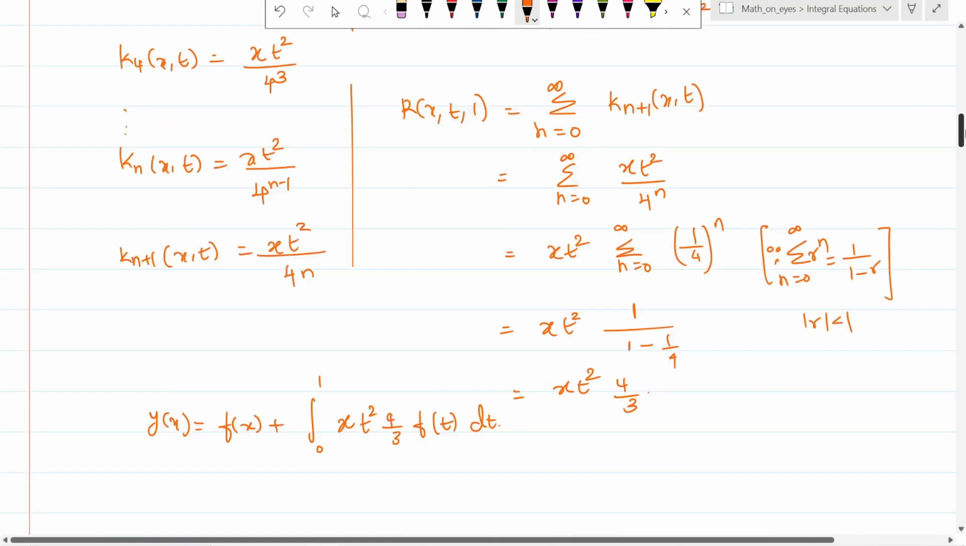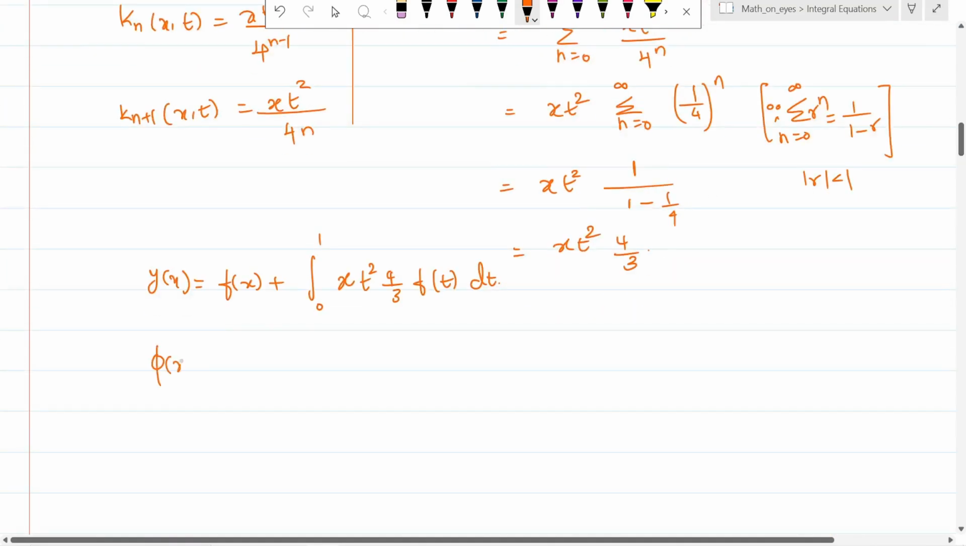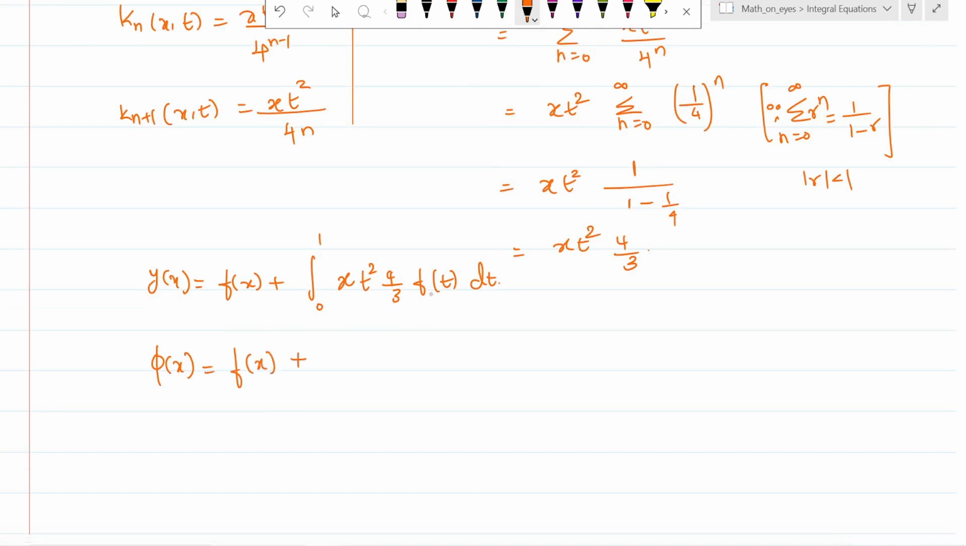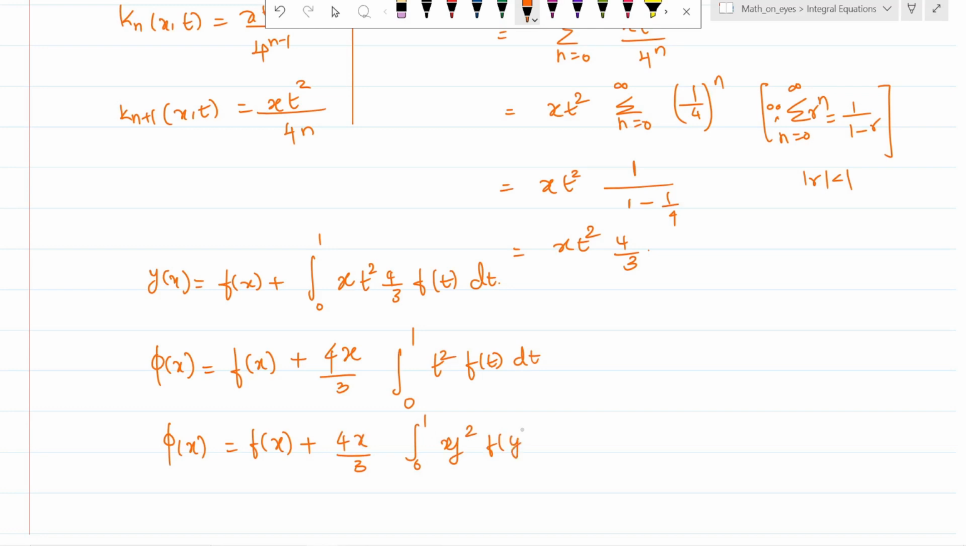We have to replace the variables. y of x is actually phi of x, and f of x is as it is f of x, plus the constant terms are 4x by 3 integral 0 to 1 t squared into f of t dt. And this t squared is actually y. So f of x plus 4x by 3 integral 0 to 1 y squared f of y into dy.